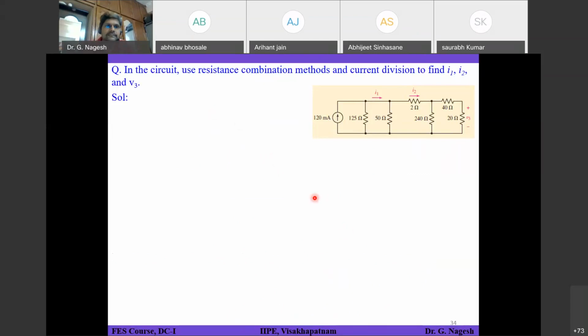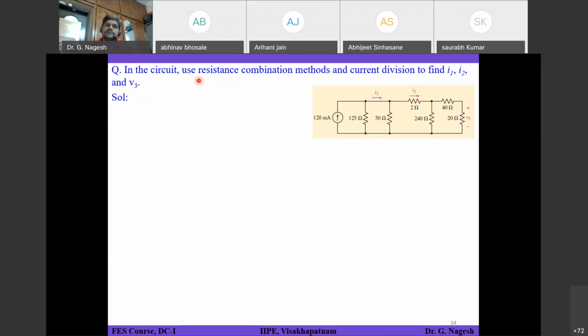So what are they asking? They are asking us to find out the resistance. Use resistance combination method. You can use any method in the exam. If I ask for a specific resistance combination, then you have to use that, or otherwise you can apply any method, KCL or KVL or series parallel combination, whichever is convenient to you. But you have to find out what I am asking.